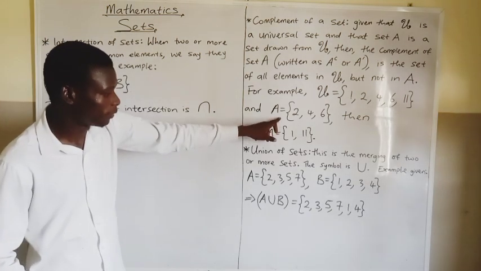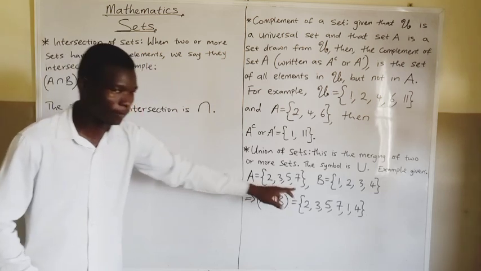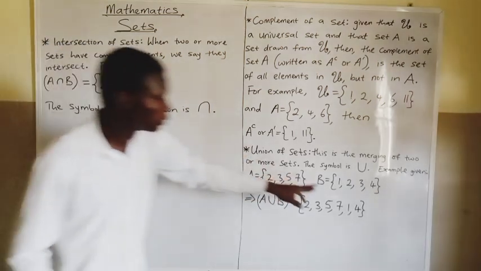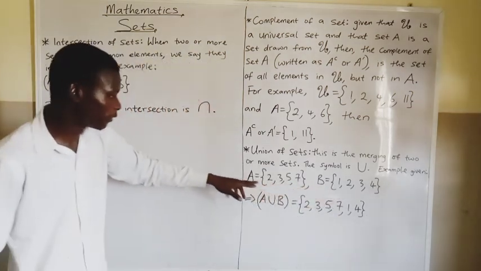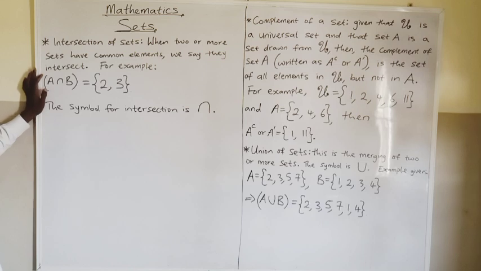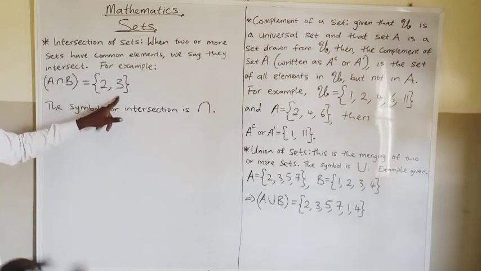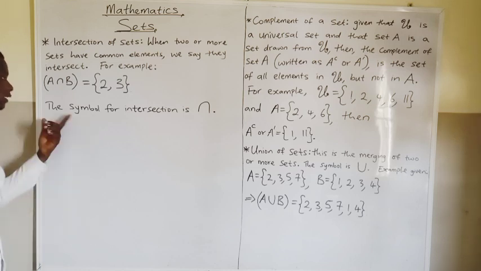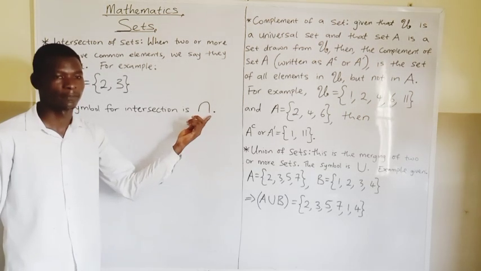Using the same example, set A is 2, 3, 5, and 7, and set B is 1, 2, 3, 4. So what elements do they have in common? Of course, the elements 2 and 3, and that is why the intersection of set A and B is 2 and 3. So that's what we mean by intersection of set. And the symbol for intersection is this symbol.